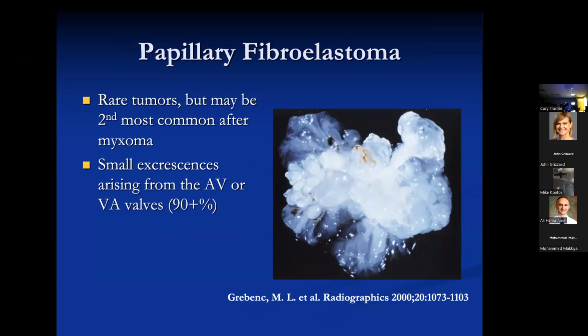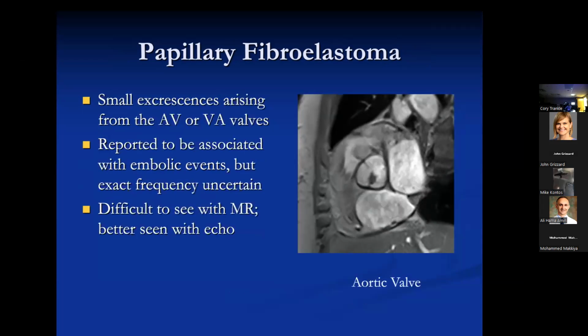They most commonly originate from the valves, the atrioventricular or ventricular-atrial valves. And they kind of look, in a lot of people's opinions, sort of frond-like, like a sea anemone, which took me a little while to practice saying that. Anyway, there are small excrescences. Here's one that's on the aortic valve.